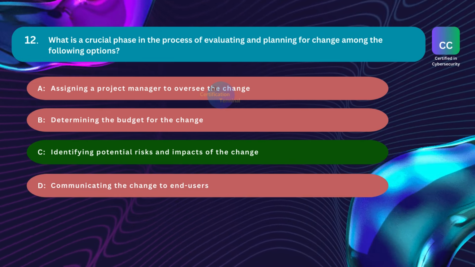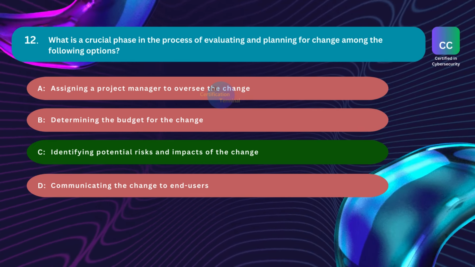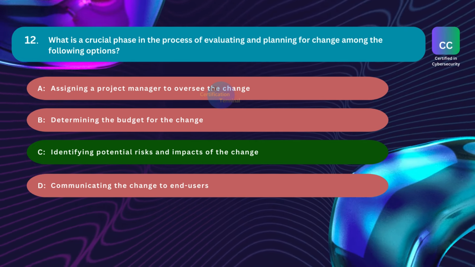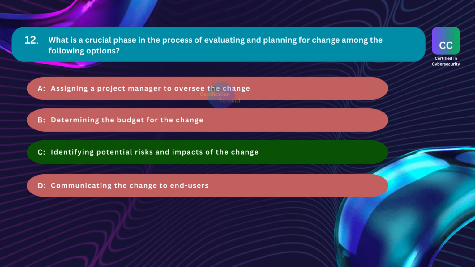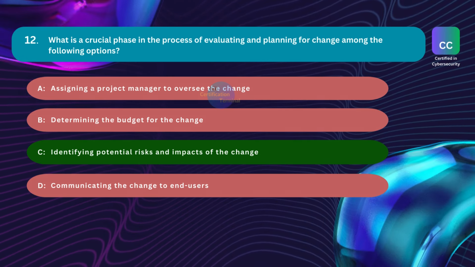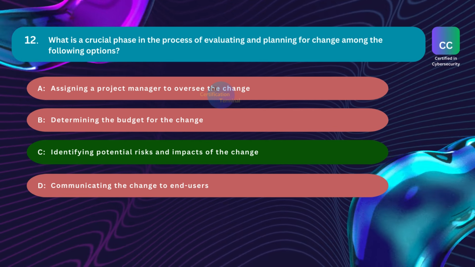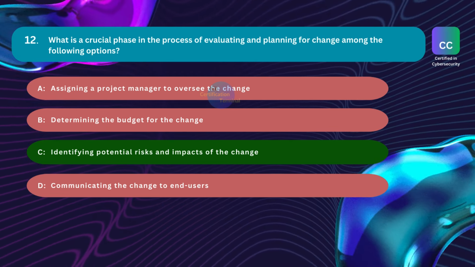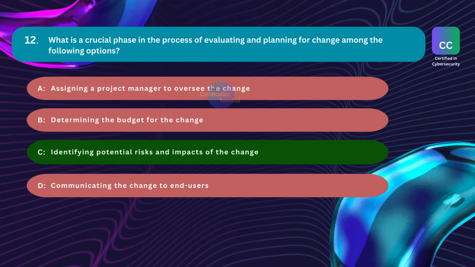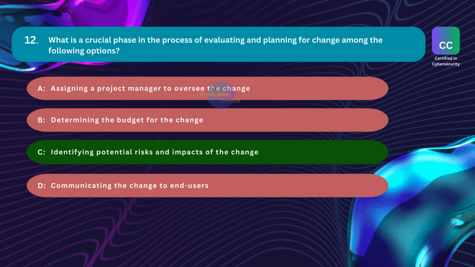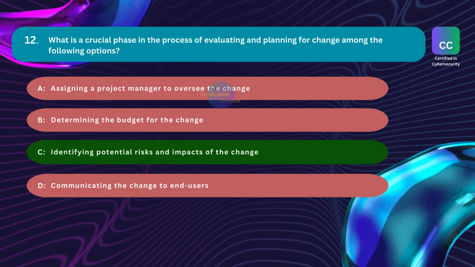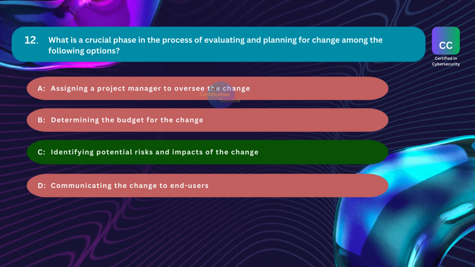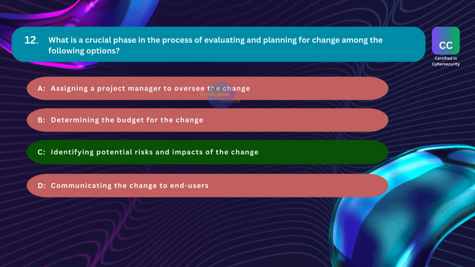Option D, communicating the change to end users, is incorrect. While communication is a critical element of change management, it is not the initial or most crucial phase. Effective communication becomes essential after identifying potential risks and impacts. Communicating the change to end users is necessary for creating awareness and obtaining buy-in, but it is built on the foundation of a thorough understanding of the challenges and risks.